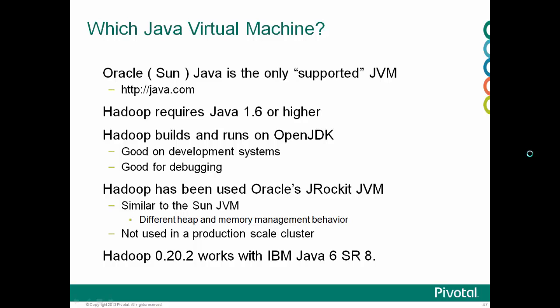Which JVM do you want to use? The one that says Sun on it is the one that is supported. So you want to use the Oracle or Sun Java environment. Go to java.com to download it. 1.6 or higher is required by Hadoop. Hadoop builds and does run on OpenJDK. It is not bad for development environments. It is good for debugging purposes.